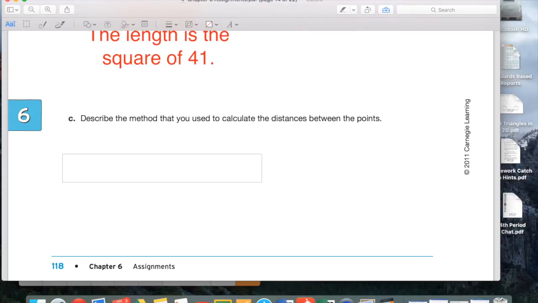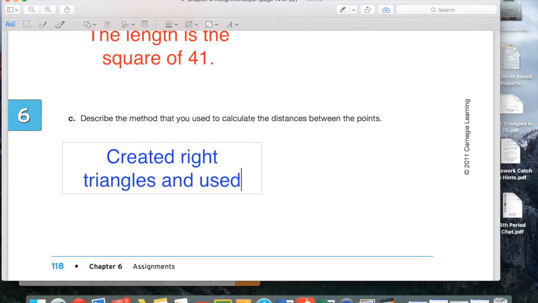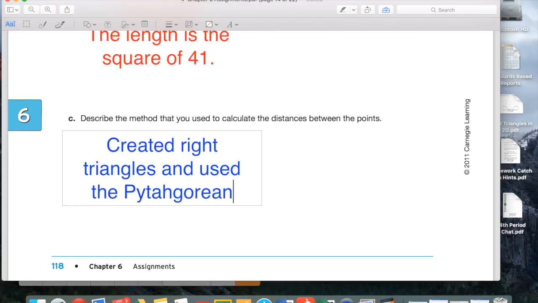Describe the method that you use to calculate the distance between the points. We created right triangles and used the Pythagorean theorem.